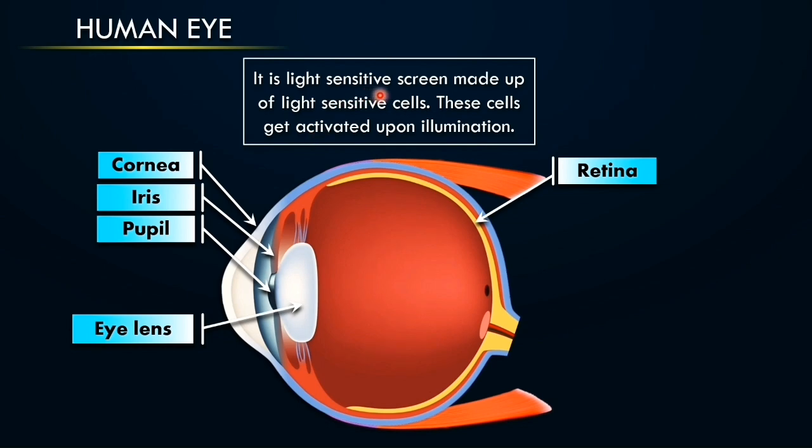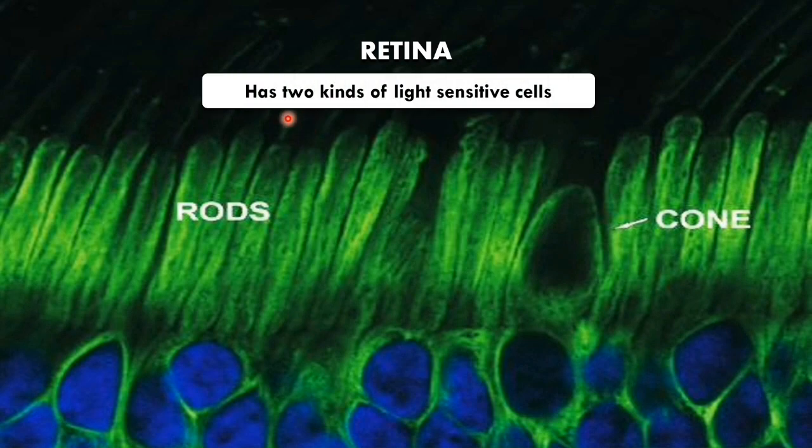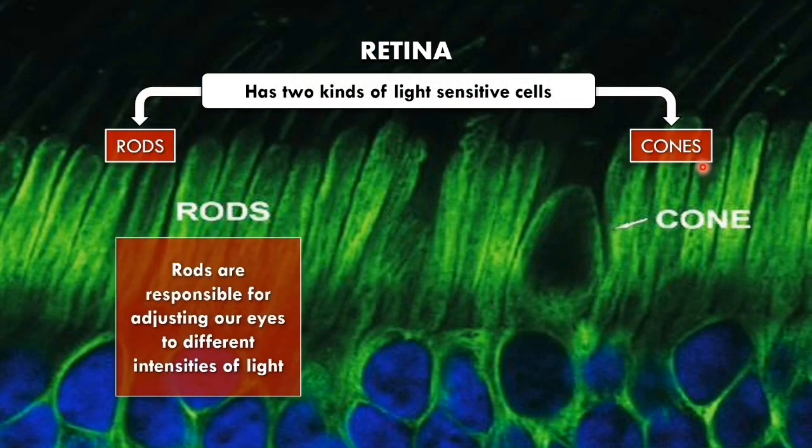So retina খন হৈছে এখন light sensitive screen য'ত light sensitive cells made up হয়. Okay? আৰু এই cells বোৰ light পালে activate হৈ যায়. Or you can say these cells get activated upon illumination. Clear everyone? Now see, retina has two kinds of light sensitive cells. They are rods and cones. So retinat দুটা light sensitive cells আছে, rods আৰু cones.